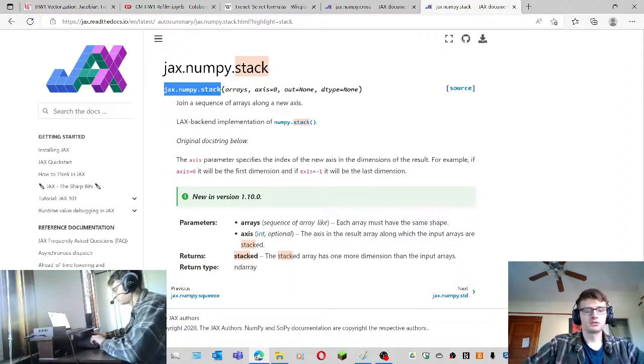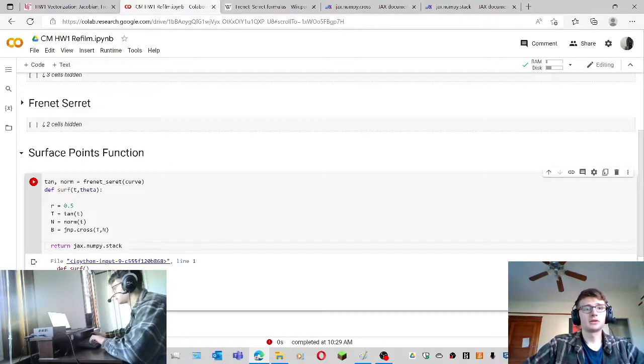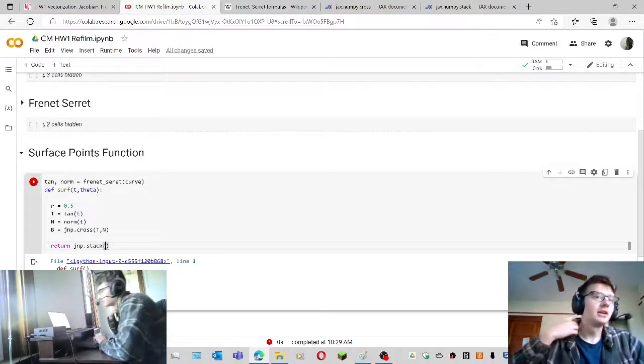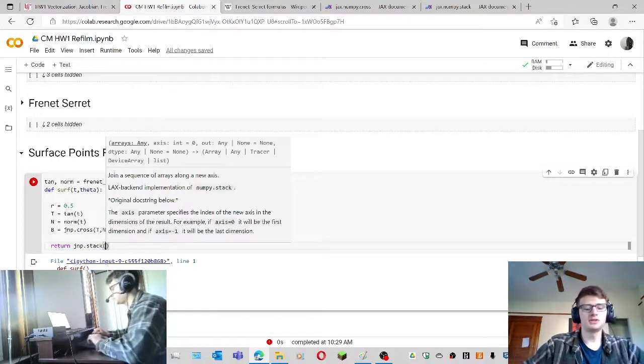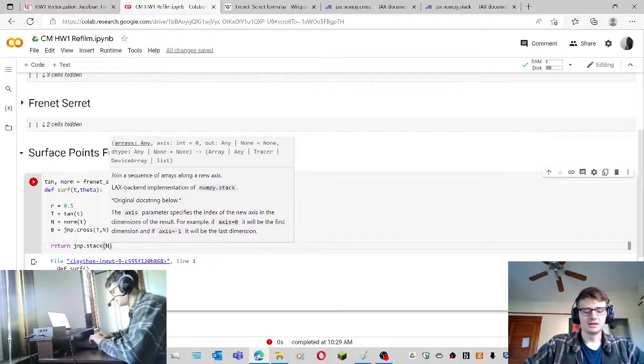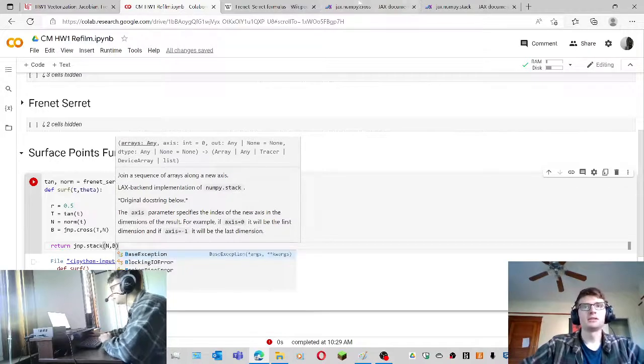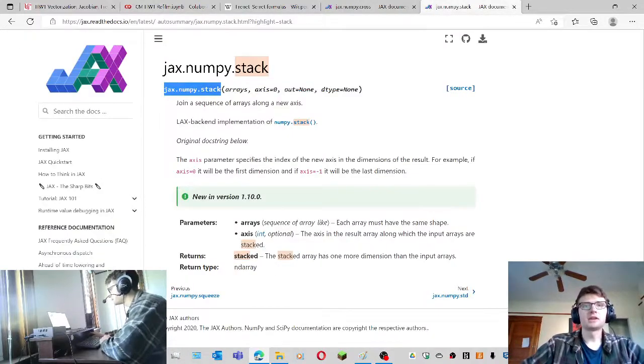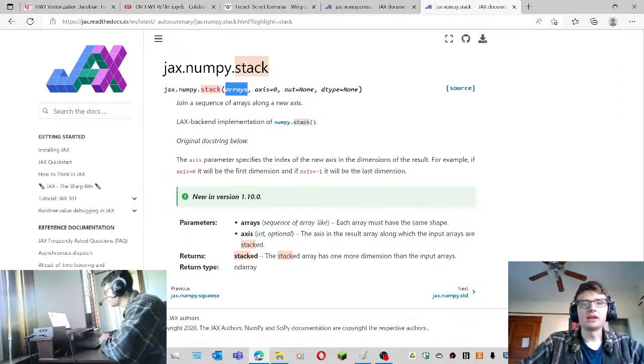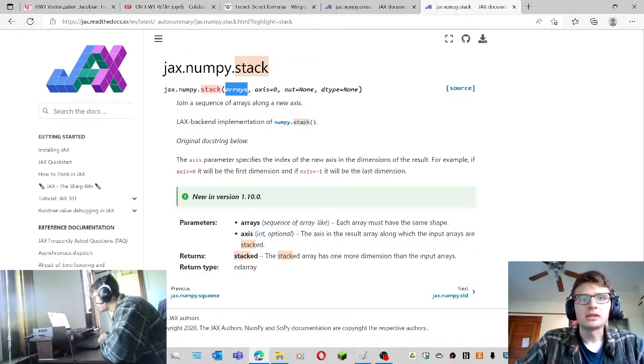Just copy that, go ahead and turn that into J and P, even though I don't really need to. I already imported Jack, so I'll just go ahead and turn it into J and P. So J and P stack, I need to stack together N and B, which I believe for this, yeah, I think I need to give it a sequence of arrays.